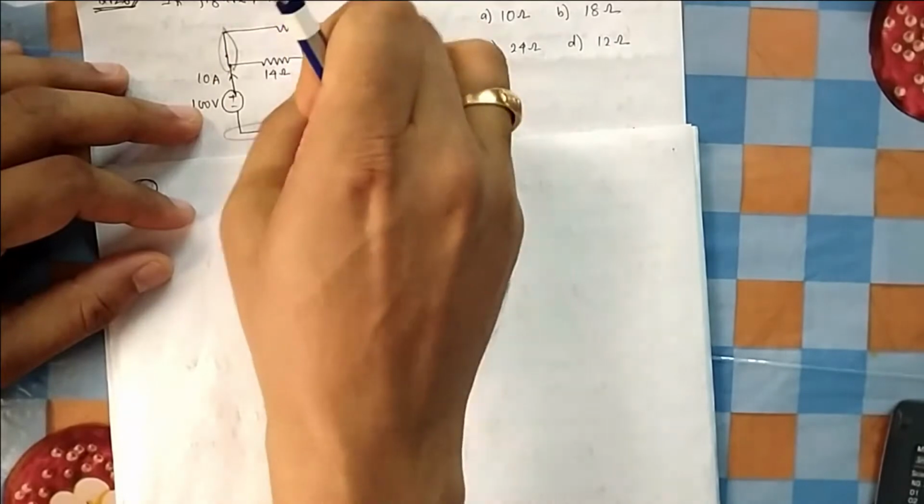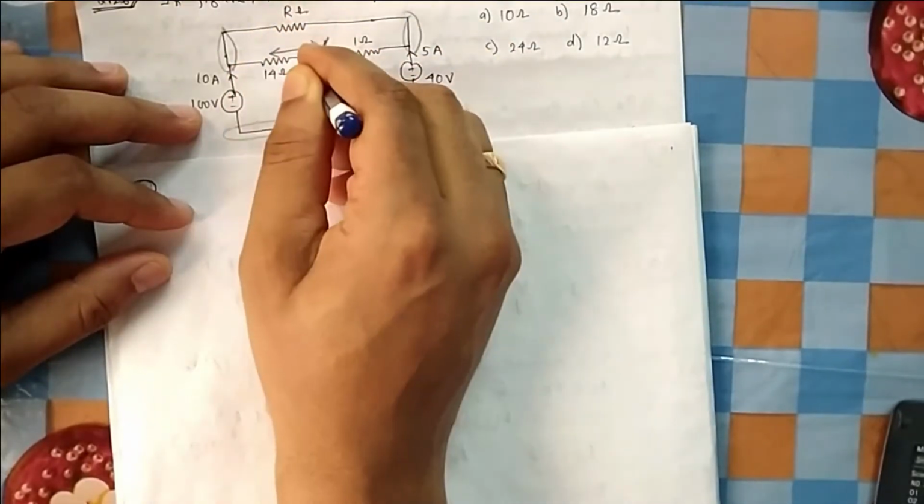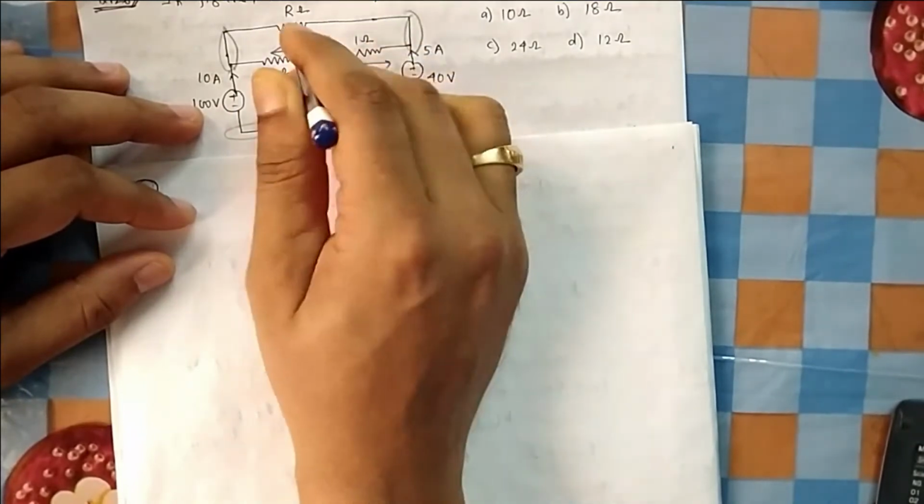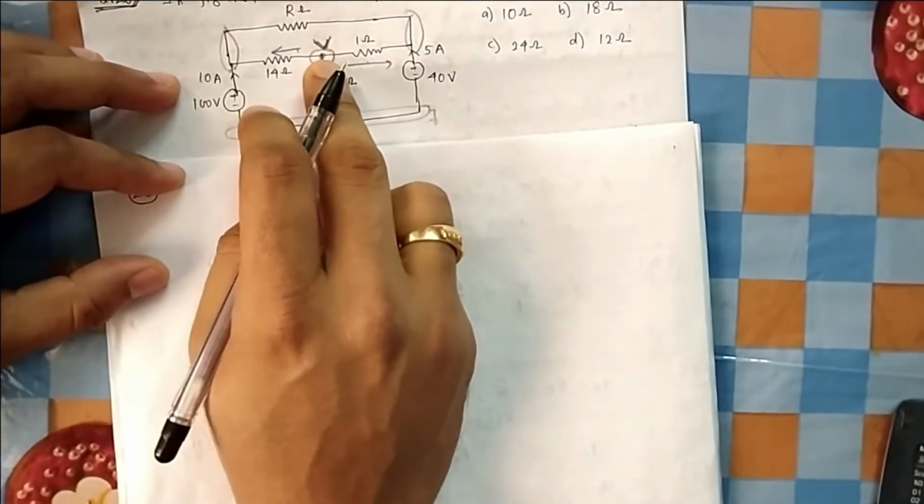If I consider this node, everything should come out of it. So I will write all the currents that are coming out of it: 1, 2, 3. All currents are outgoing, so the summation of all outgoing currents will be equal to 0. That is KCL. Nodal is nothing but an extension of KCL.